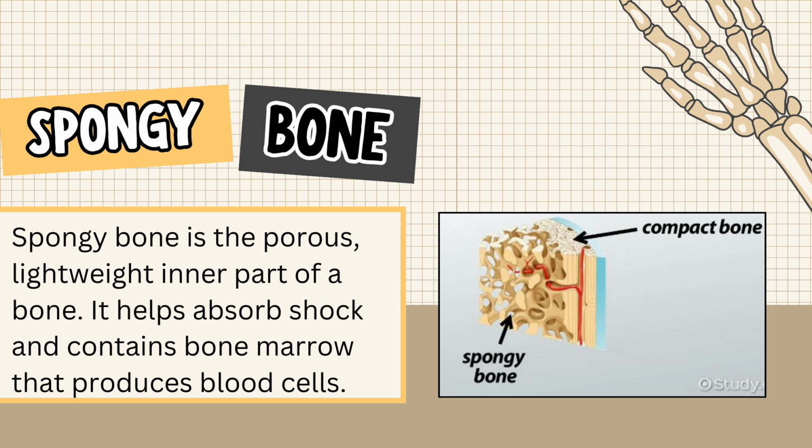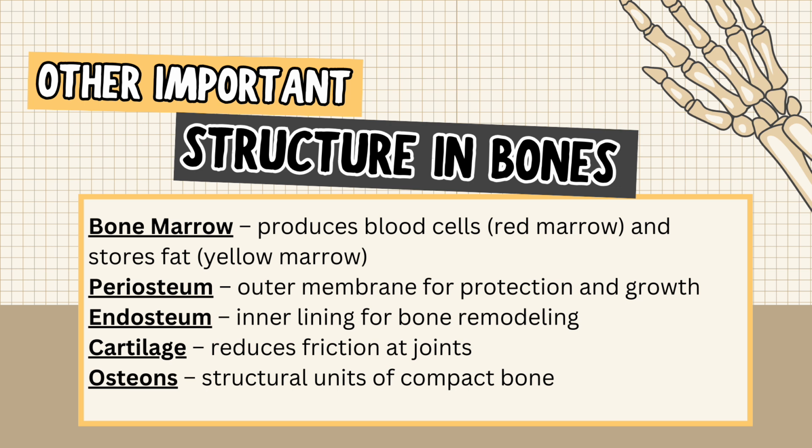The main functions of spongy bone: first, producing blood cells through bone marrow, reducing bone weight, and lastly helping absorb shock during movement. The other important structures in bones. So first is bone marrow.